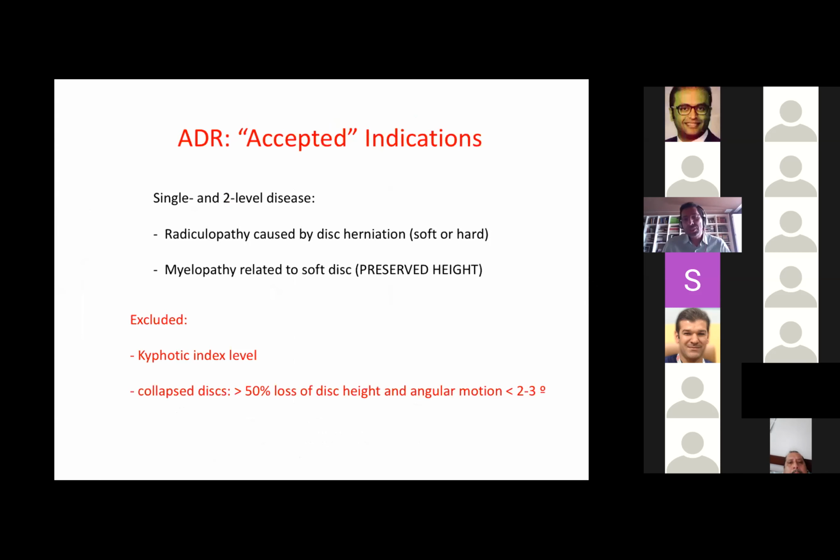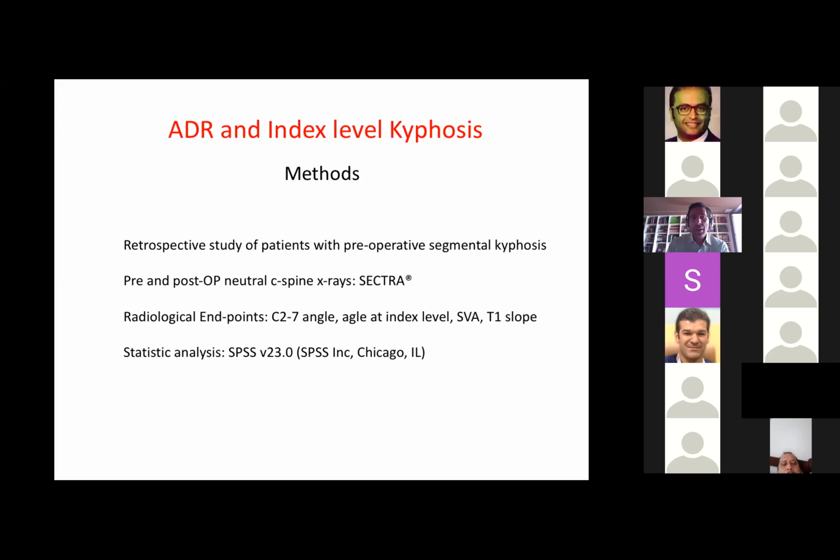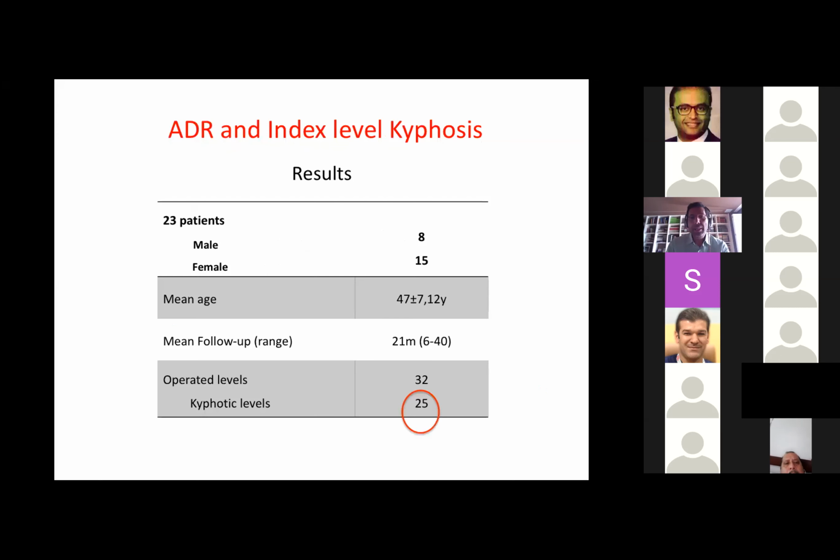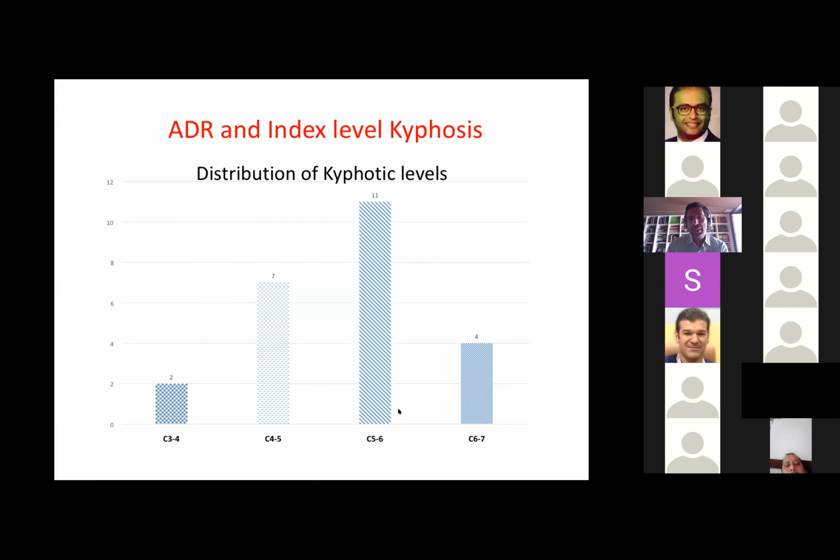Then we started to think, why not expand indications for TDR? It's commonly accepted that a kyphotic index level is a contraindication, and a collapsed disc with more than 50% loss of disc height and angular motion less than 2 to 3 degrees can be a contraindication. So we did a retrospective study looking at our kyphotic patients at the index level. We had 23 patients, 25 kyphotic levels.